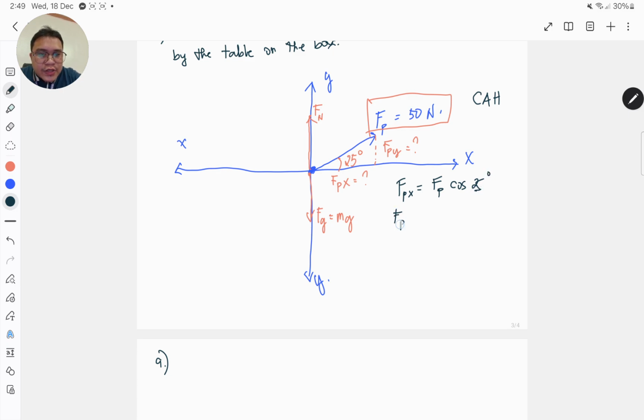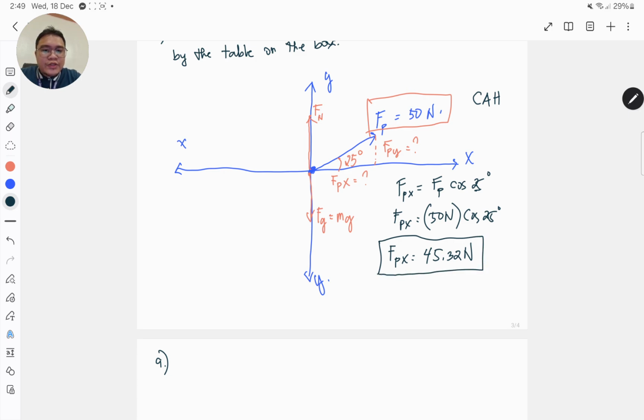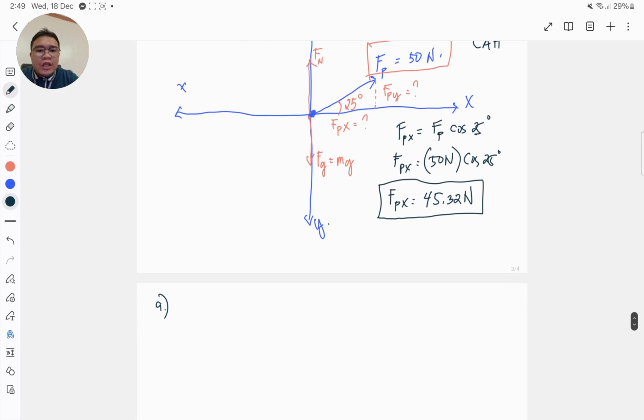So Fpx here would be 50 newtons multiplied by the cosine of 25 degrees. Plugging that into our calculator, 50 times cosine of 25 will give us around 45.32 newtons. Therefore, our component of the force in the x direction is equal to 45.32 newton. Now, why do I need to calculate first the component of the force in the x direction?